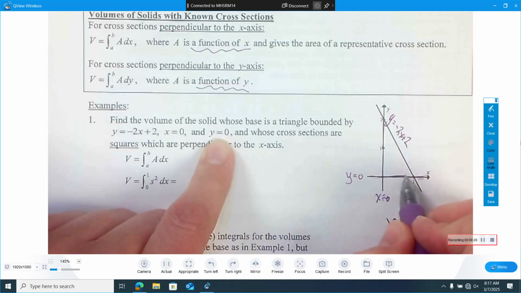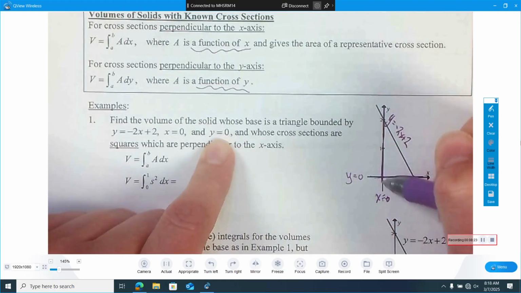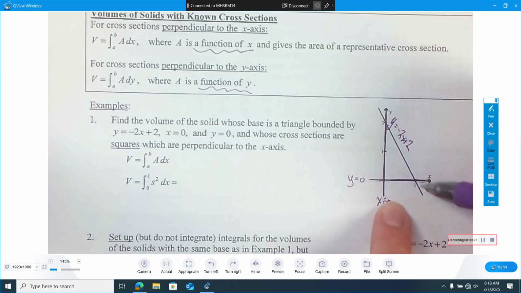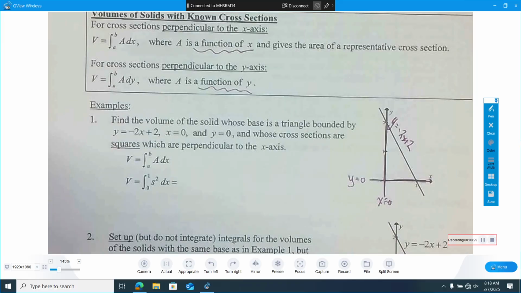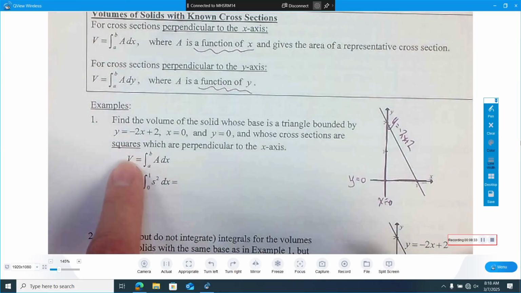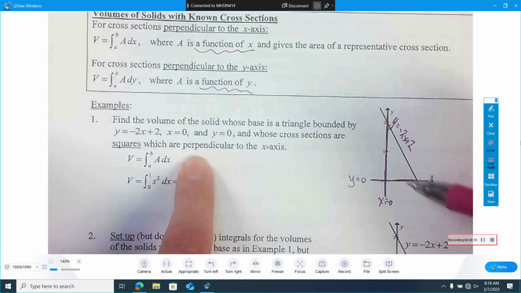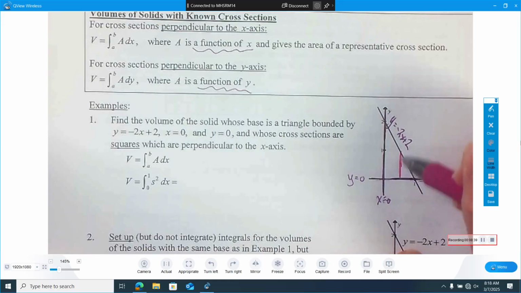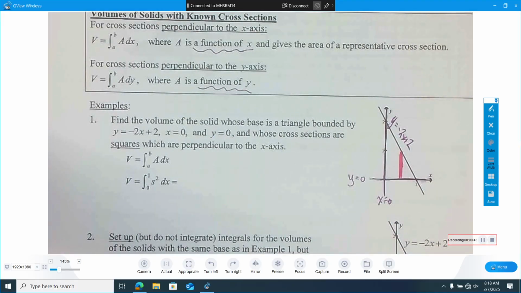So we get this triangular region. And you can see how it's all enclosed. We've got this nice enclosed region here. And we want cross sections that are squares perpendicular to the x-axis. So I want a cross section that's the shape of a square.